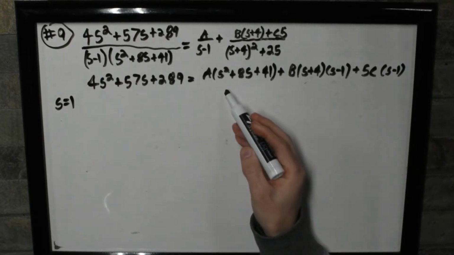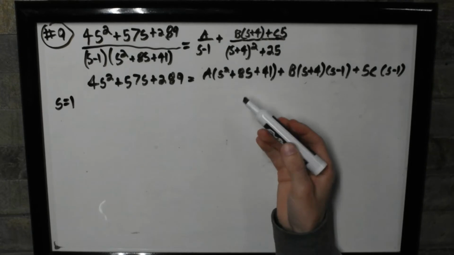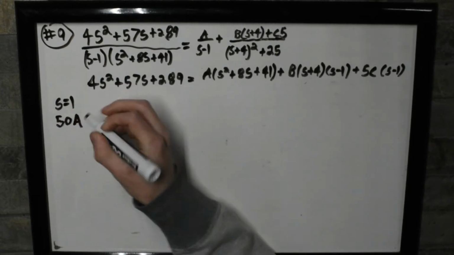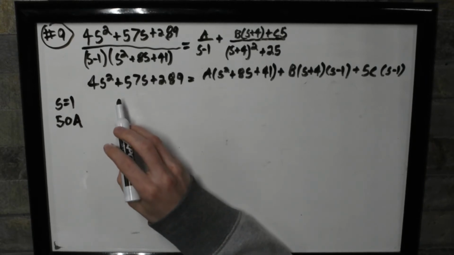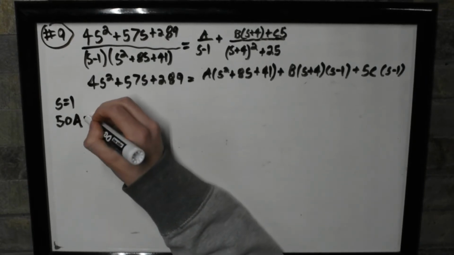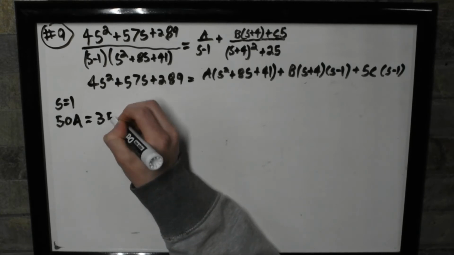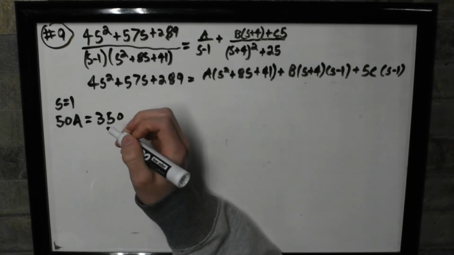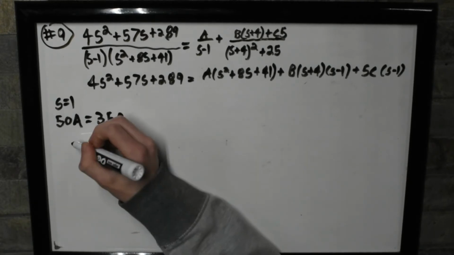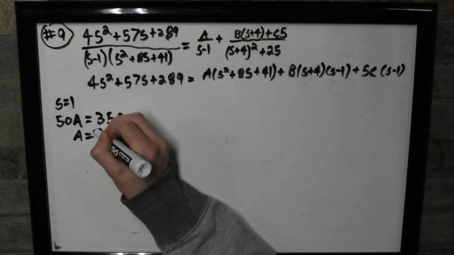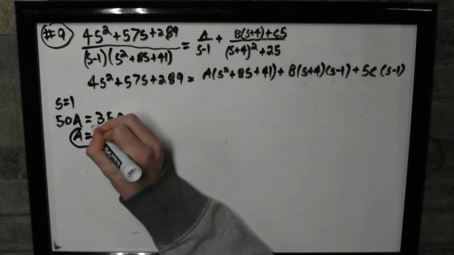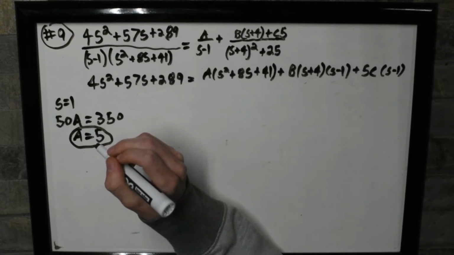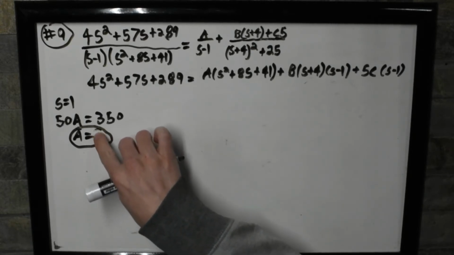Alright. Well, we can use s equals 1 and that'll leave us with this term. So we have 1 plus 8, so that's going to be 50a. And when you plug in 1 over here, you're going to get 350. 350 divided by 50 is just 5. So a is equal to 5. Oh, nope, that's not right. I'm sorry, it's 7.